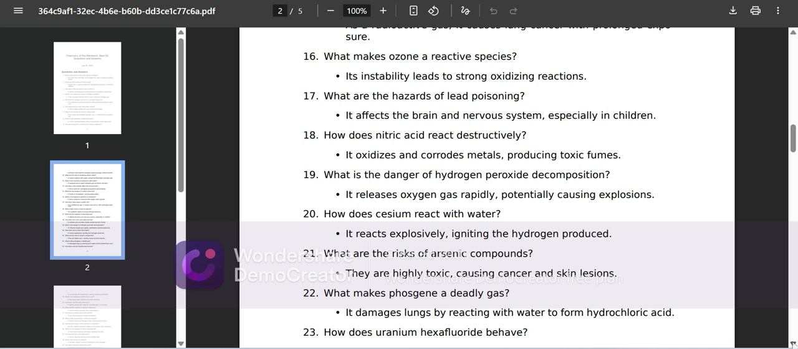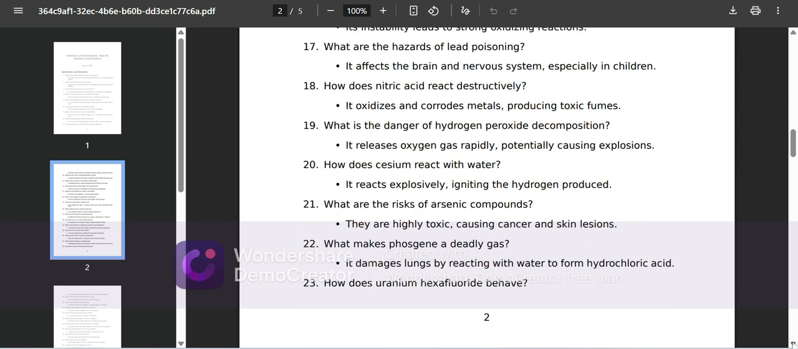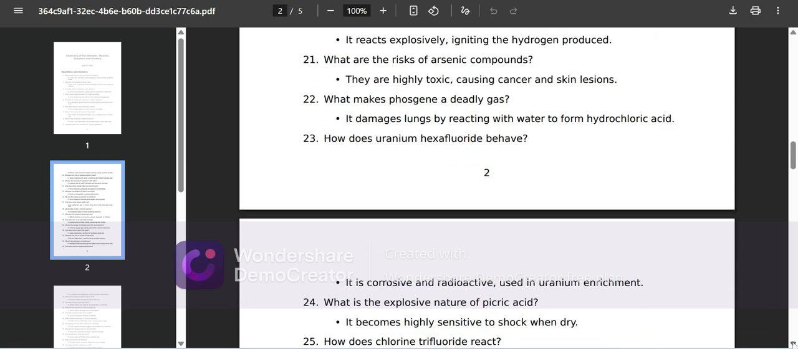What are the risks of arsenic compounds? They are highly toxic, causing cancer and skin lesions. What makes phosgene a deadly gas? It damages lungs by reacting with water to form hydrochloric acid.